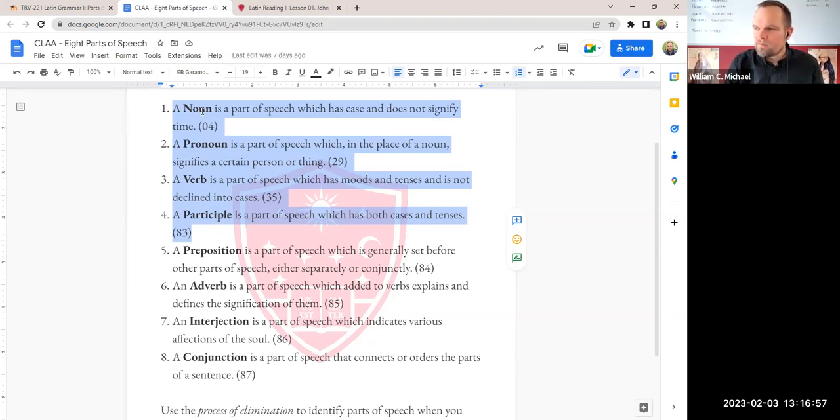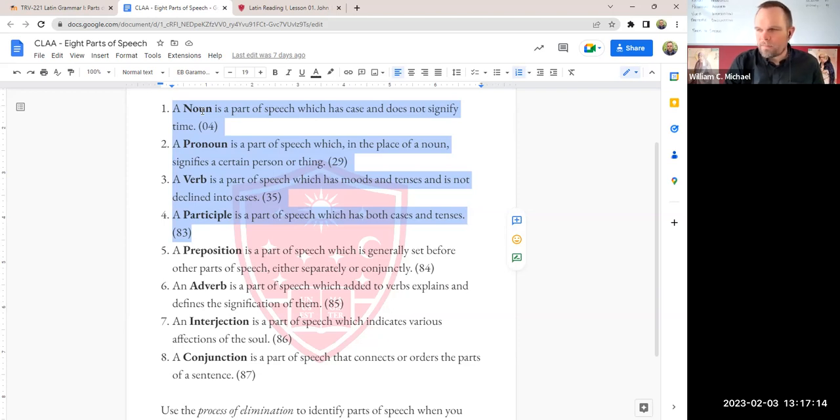A noun is a part of speech which has case, and the different cases do not signify time. Is that true of principio? Yes or no? Yes, that's right. Good. Okay, so principio can be a noun.